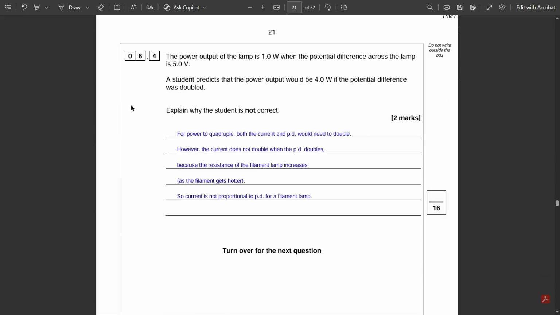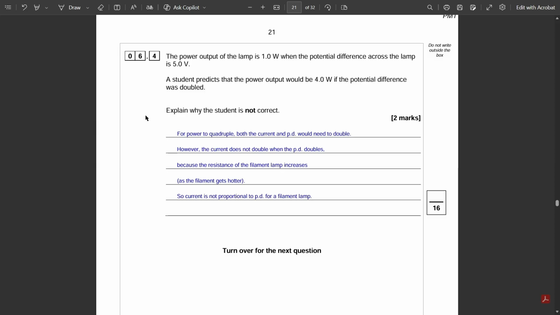And then for the next question, the power output for the lamp is 1 watt when the potential difference across the lamp is 5 volts. The student predicted that the power output would be 4 watts if the potential difference was doubled. Explain why the student is not correct.